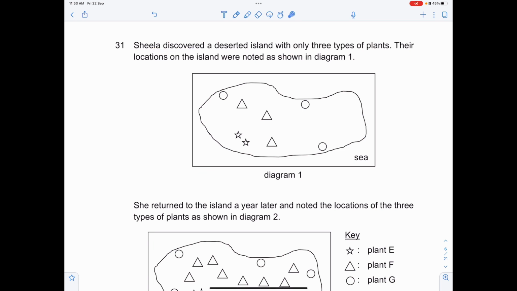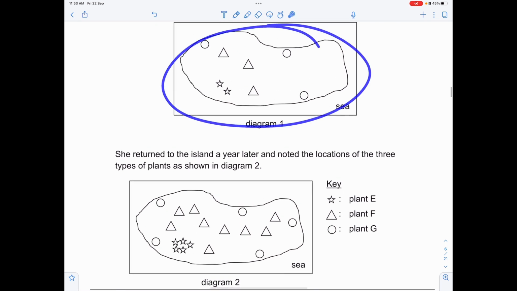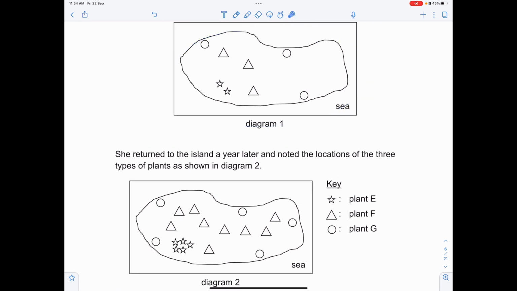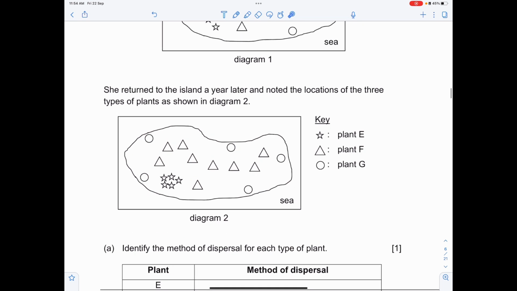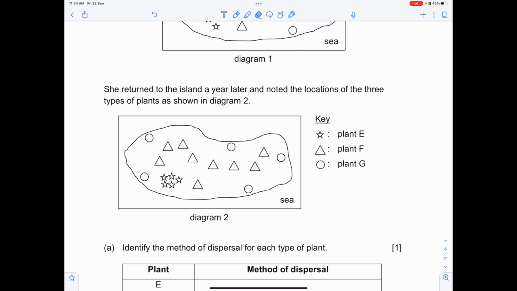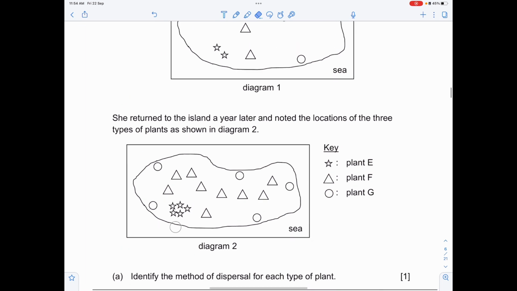Sheila discovered a deserted island with only 3 types of plants. The location of the island were noted as below. Okay, so when I looked at it, the first thing that I'm thinking is probably on dispersion. If not, it's on pollination, but probably on dispersion. She returned to the island a year later and noted the locations of the 3 types of plants. So, even without reading on further, I roughly could guess. This particular plant over here, the stars, is probably dispersed by explosive mechanism because it is all clustered together. It won't go very far.